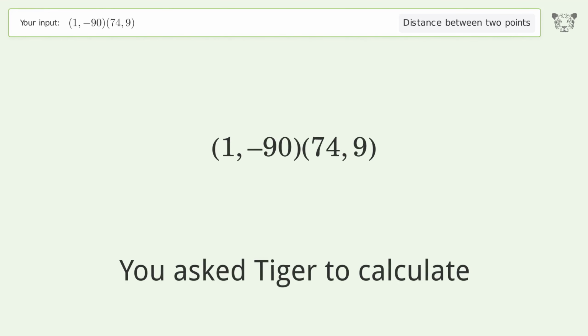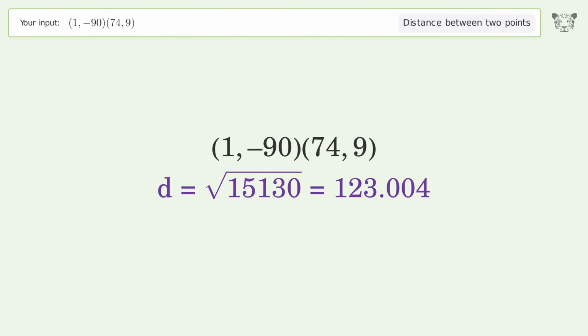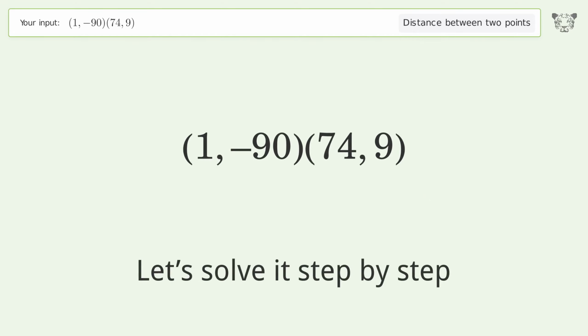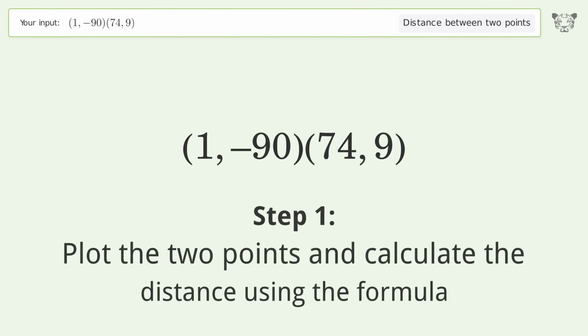You ask Tiger to calculate. This deals with the distance between 2 points. The distance between the 2 points is the square root of 15,130, or 123.004. Let's solve it step by step. Plot the 2 points and calculate the distance using the formula.